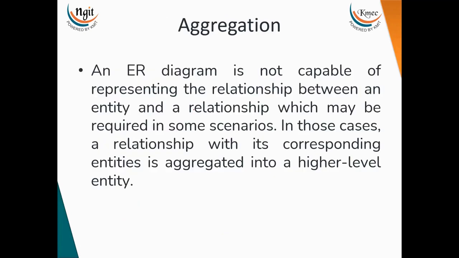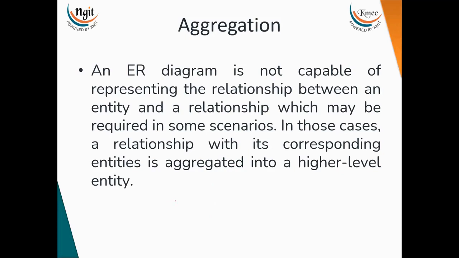Relationship between an entity and a relationship may be required in some scenarios. In those cases, a relationship with its corresponding entities is aggregated into a higher level entity. What do you mean by this? In some cases, we can identify that there exist several entities which may not be able to represent the relationship with the other entities. So in those cases, the relationship with its corresponding entities is aggregated into a higher level entity. That means you can associate a relationship over a relationship, and that is known as aggregation.